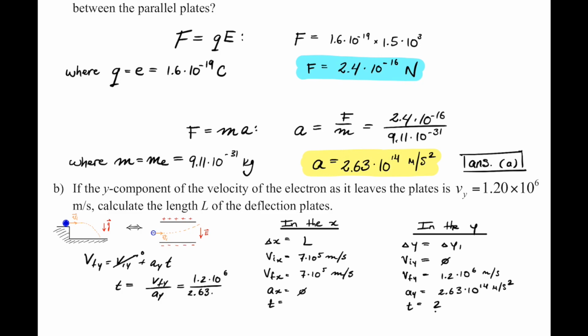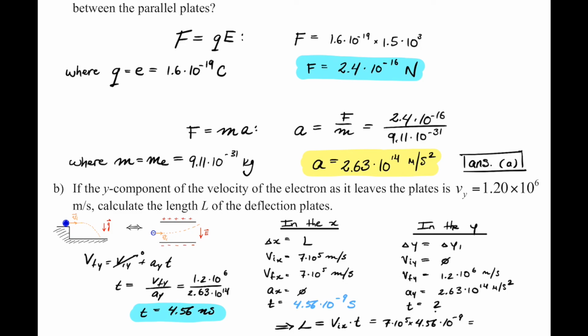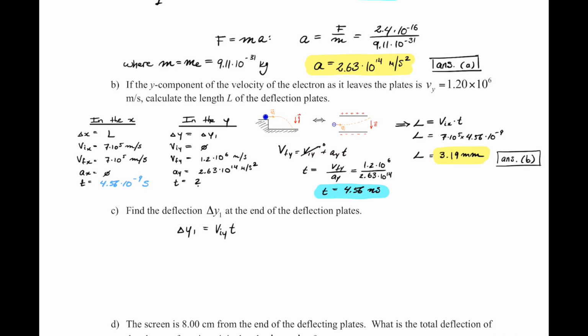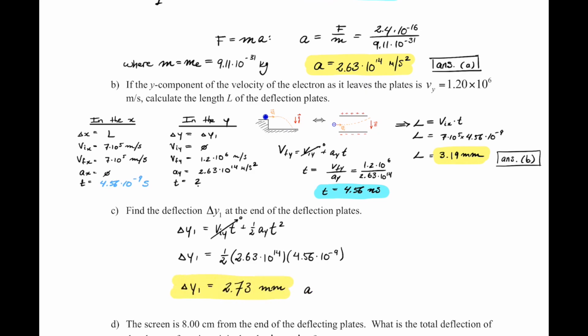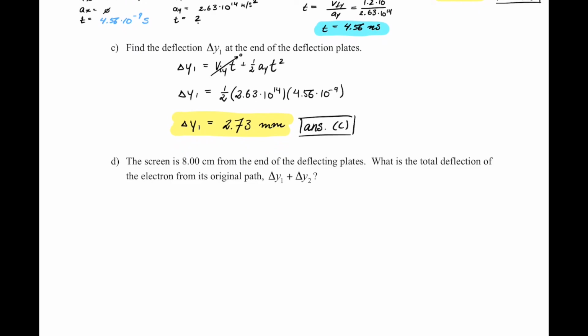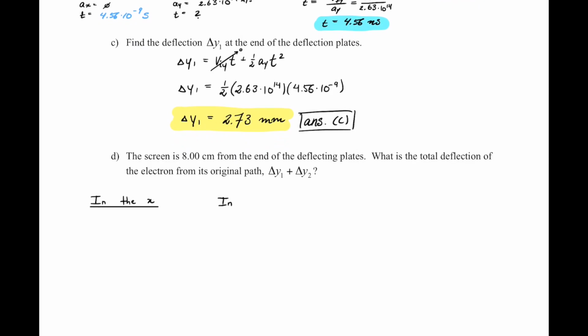Using our kinematics equations, first we solve the mini y problem for time. Remember that both the x direction and the y direction share the same value for time, and so we can use it in the mini x problem to solve for delta x. Doing so gives a value for L of 3.19 millimeters. The next step is simply to solve for delta y1. So, referring back to our table and using our kinematics equations, we find that delta y1 is equal to 2.73 millimeters. The electron has now made it through the parallel plate electric field, and we want to find delta y2.